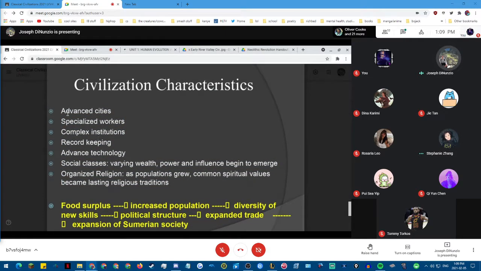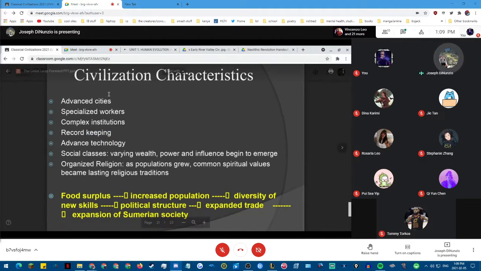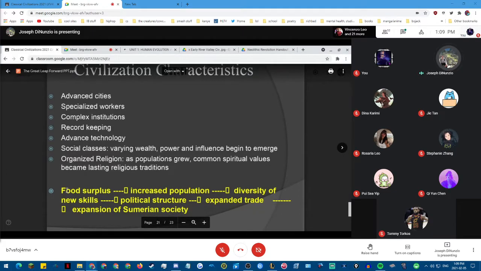Good. So these themes right here, these topics, is what a civilization is all about. Complex institutions, including the church, record keeping, advanced technology, specialized workers. People start to work in different areas, different occupations. So this is such an important point right here.